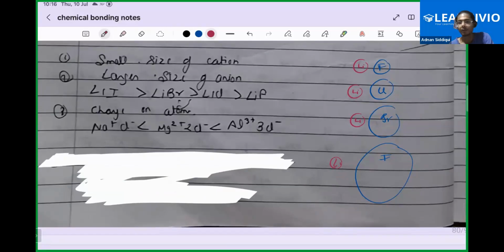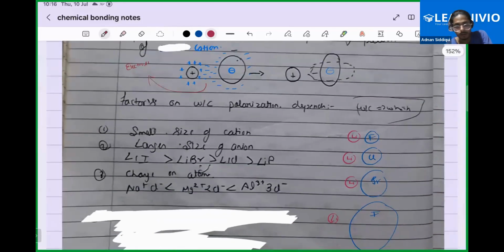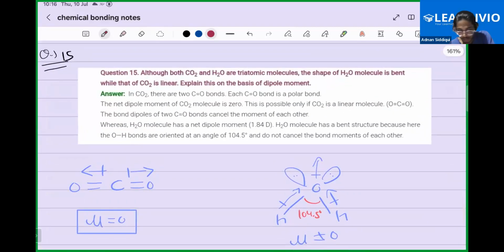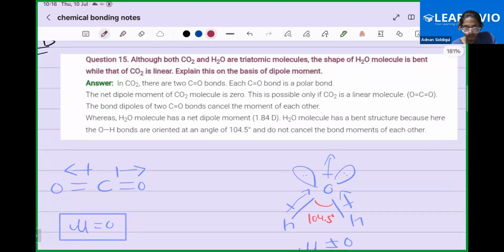From your exam point of view, they won't be asking much. If you read this, it is sufficient, right? Okay, so let us move ahead. These are some questions about dipole moment, and these are very important. So you should know why in carbon dioxide the dipole moment is zero. Can you answer this? Why?